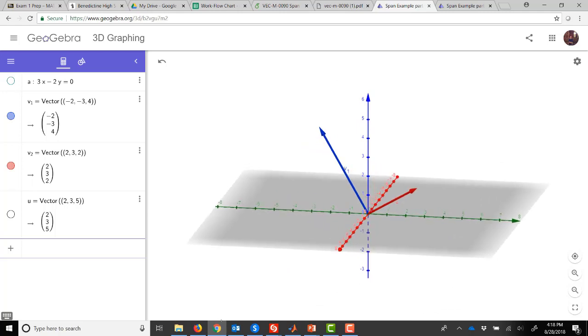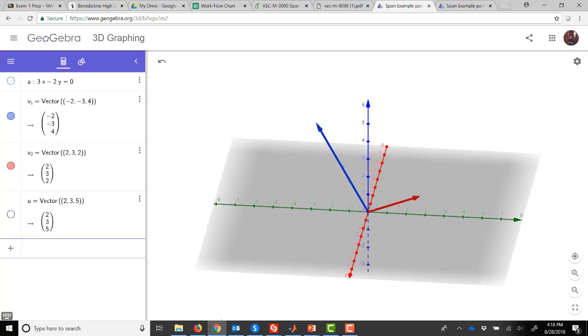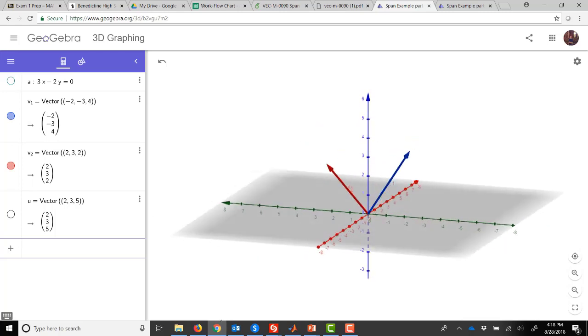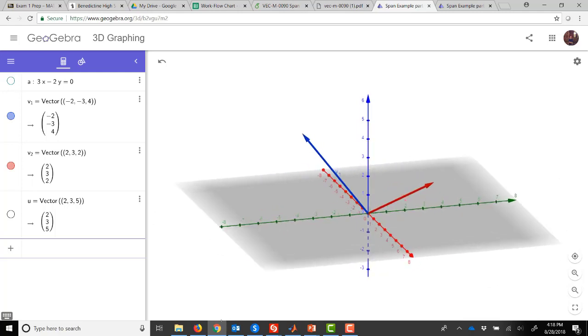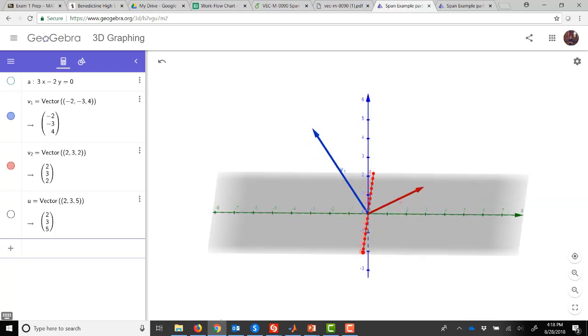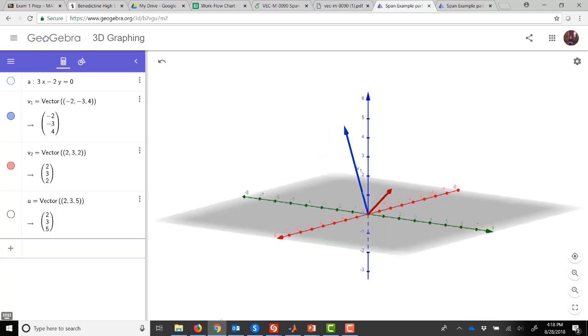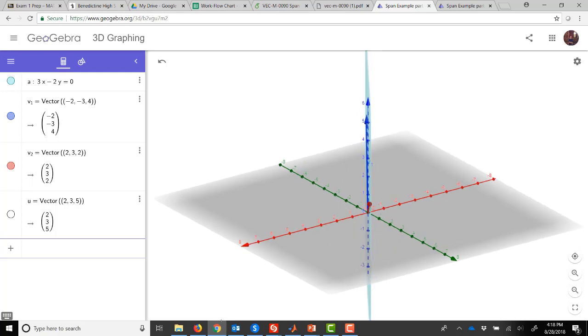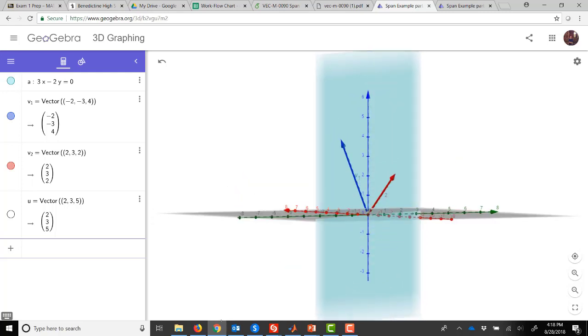The x-axis is in red, the y-axis is in green. So I guess it should actually be, well, you can rotate, but 2, 3, 2 is the red vector. And I'm also going to plot the plane that contains those two lines, and so this is the span of those vectors.